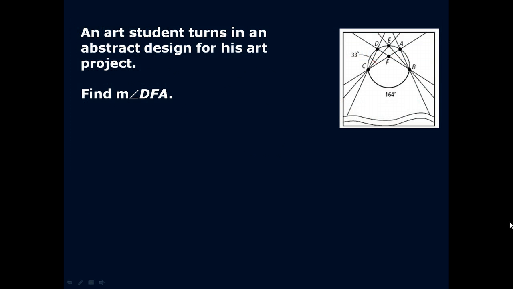Let's look at an example. An art student turns in an abstract design for his art project. We want to find the measure of DFA, this large angle here. The exterior angle theorem gives us that the measure of DFA equals the measure of DCF plus the measure of CDF. So we have DFA equals DCF plus CDF.